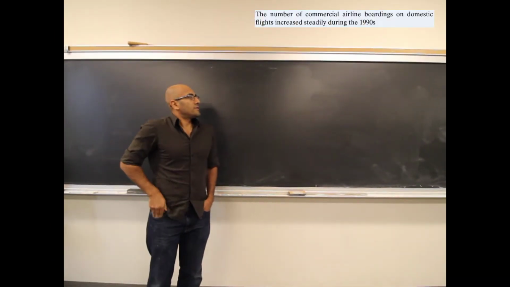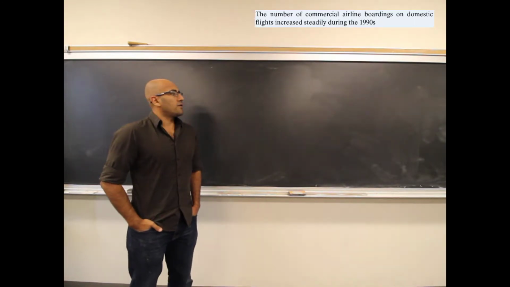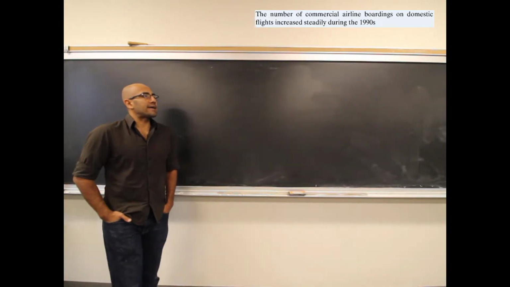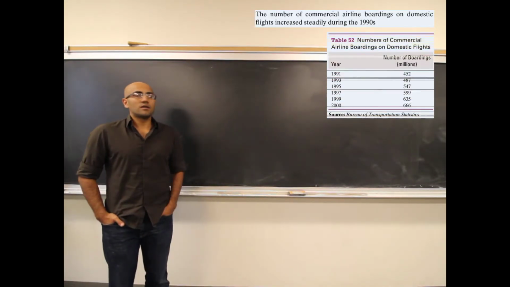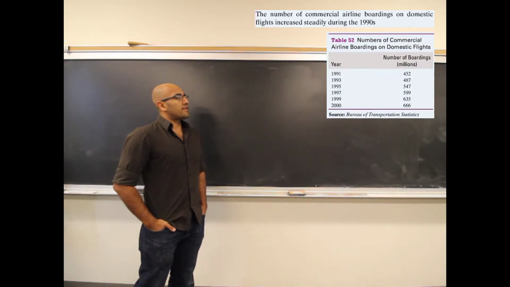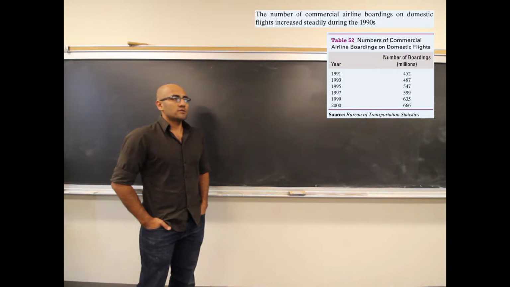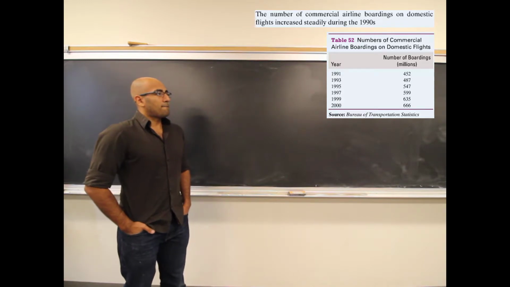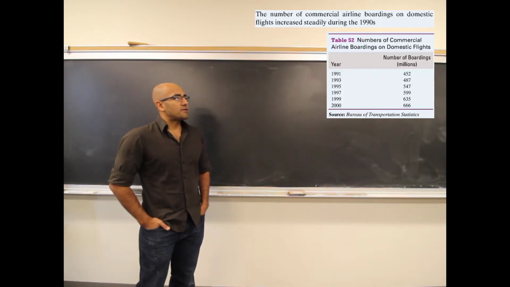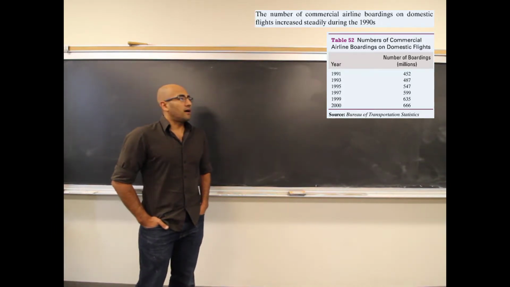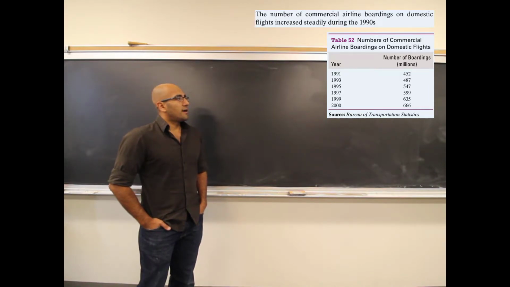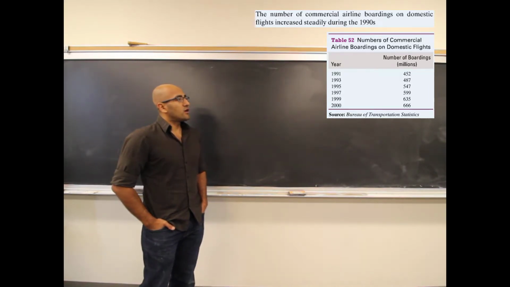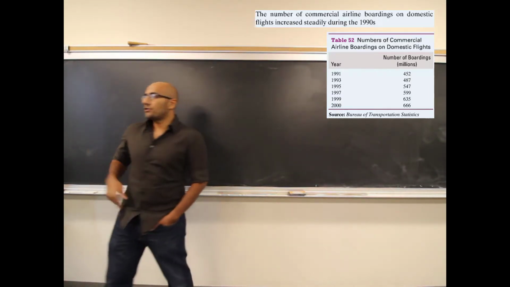All right, let's take a look at this one. So the number of commercial airline boardings on domestic flights increased steadily during the 90s, and then we have a table showing us some results. So 1991, there were 452 million boardings, right? 1993, 487 million boardings, and so on and so forth. By the year 2000, there were 666 million commercial boardings on domestic flights. Okay, so first of all, we want to create a scattergram.